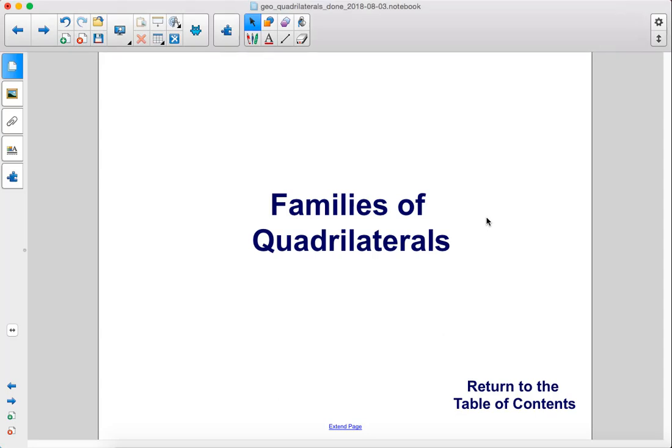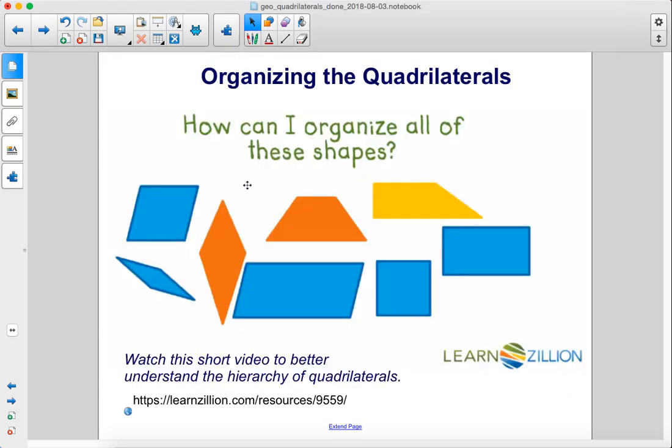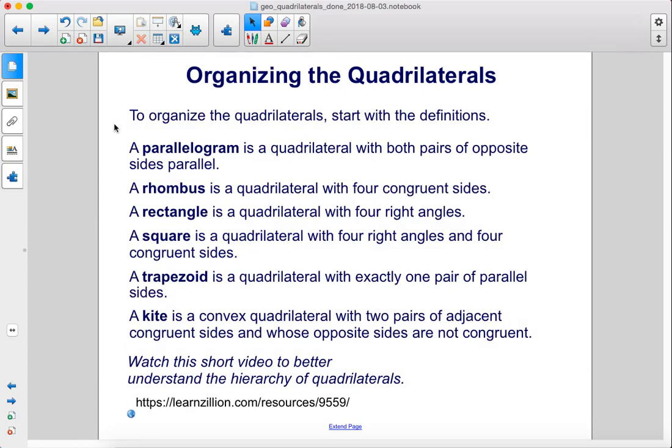Families of quadrilaterals. How can I organize all of these shapes? Watch this short video to better understand the hierarchy of quadrilaterals. To organize the quadrilaterals, start with the definitions.